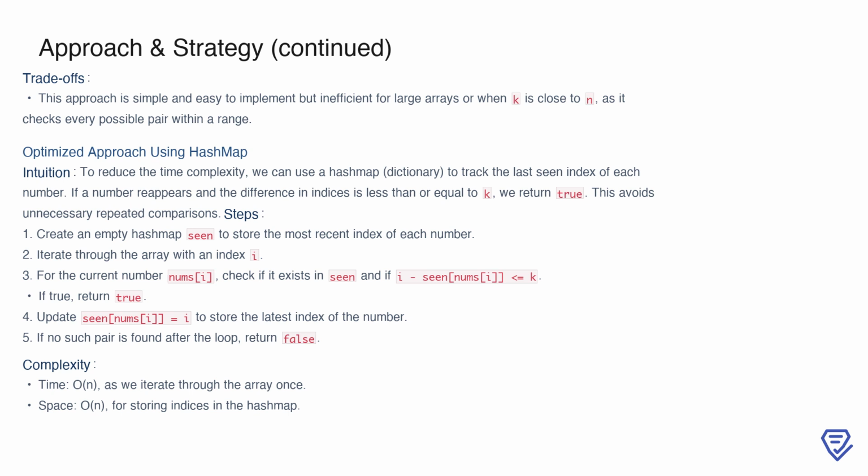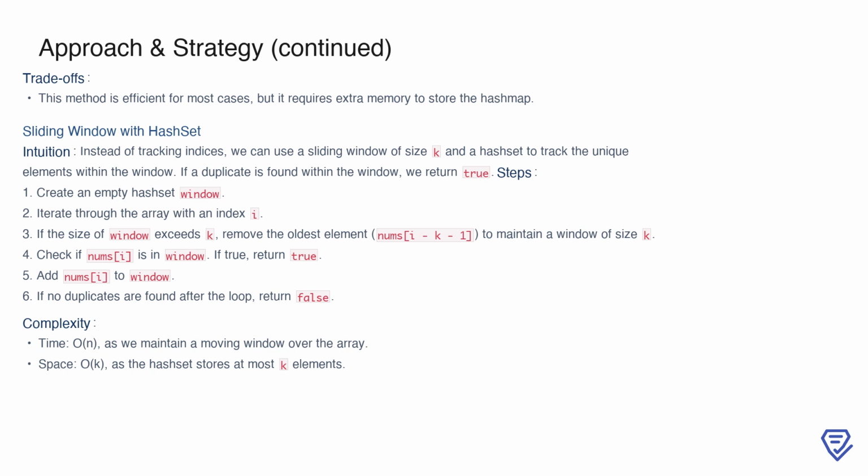Otherwise, we update the hash map to store the current index of the number. This approach is much faster, with a time complexity of O(n), since we only traverse the array once. However, it does require O(n) space to store the indices in the hash map. The hash map approach is efficient, but it does require additional memory.